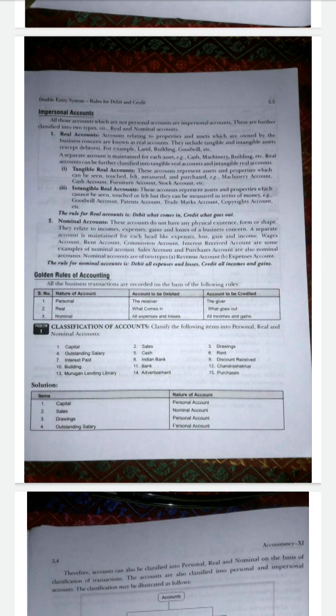So what is the golden rule of accounting? See the table columns. First one is the nature of account, next one is the account to be debited, next one is the account to be credited. First one is the personal account: debit the receiver, credit the giver. Next one is the real account: debit what comes in, credit what goes out. Third one is the nominal account: debit all the expenses and losses, credit all the incomes and gains. Okay, so be thorough in that.